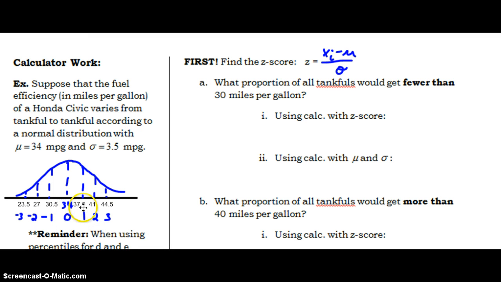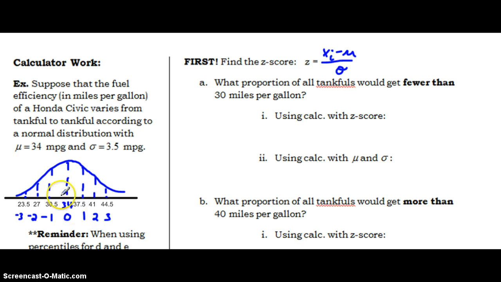So at 1 standard deviation would be 34 plus 3.5, so that would be 37.5. So at 2 standard deviations, we'd add another 3.5 to get 41, and then at 3, we'd add another 3.5. From the mean going down, we'll be subtracting the 3.5.